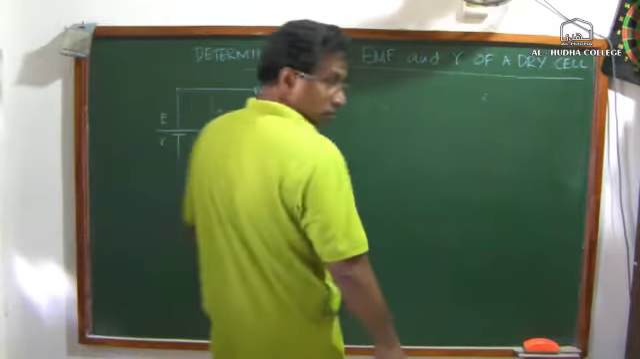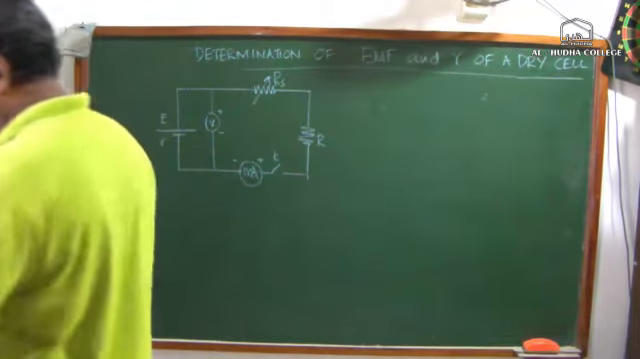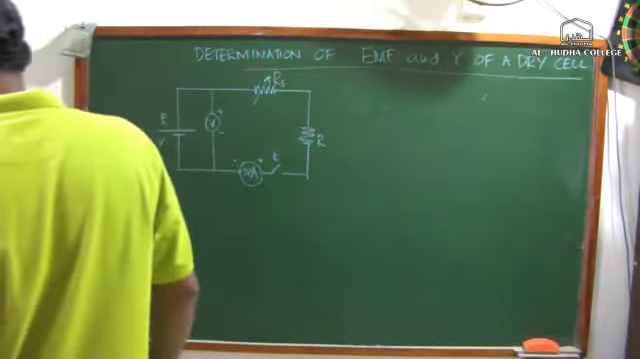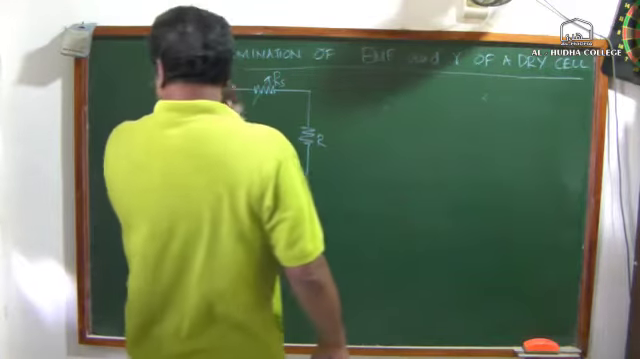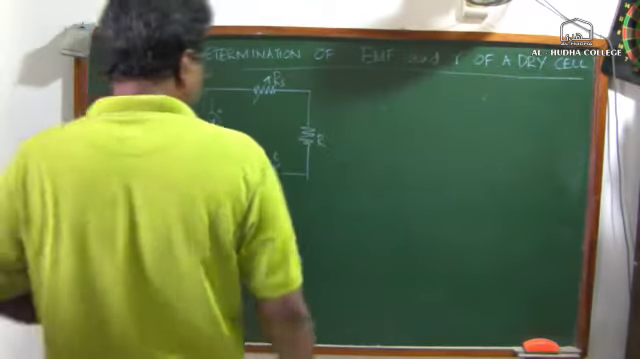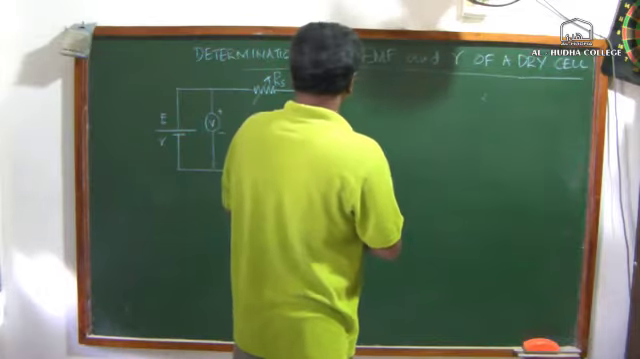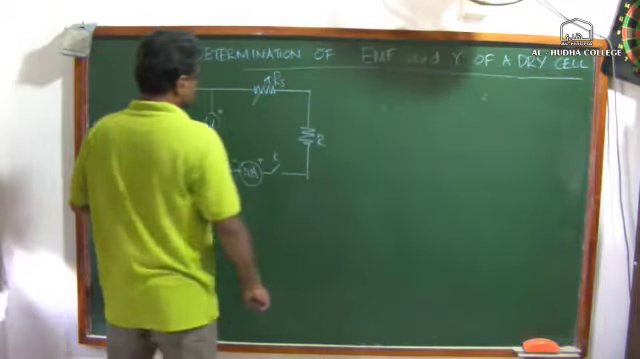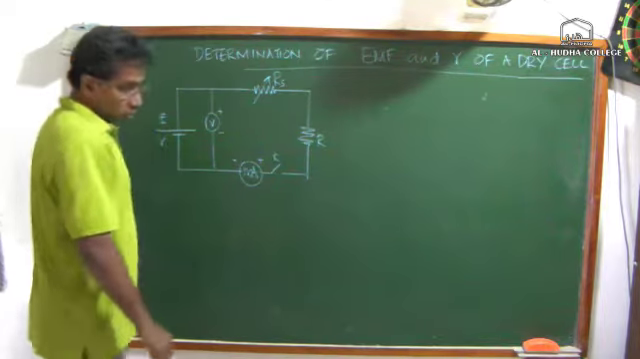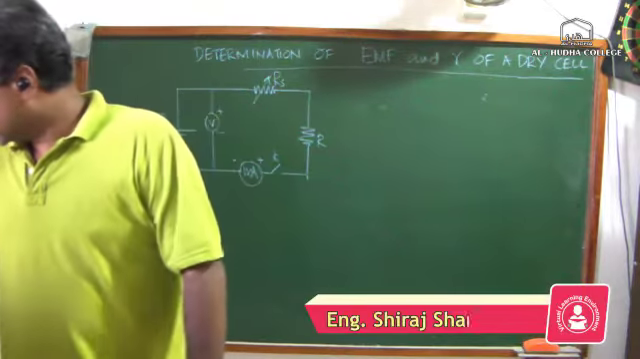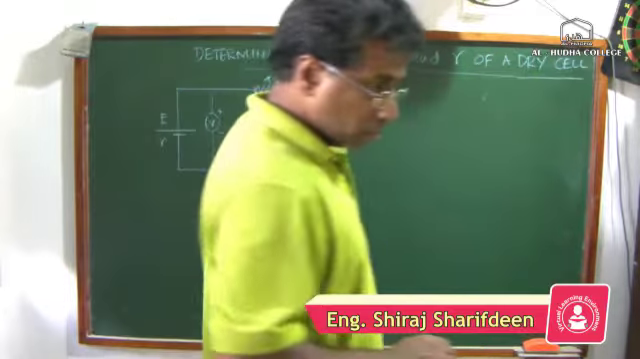Right. We will do the practicals given in your NIE practical handbook. So the first experiment is determination of EMF and internal resistance R of a dry cell. And this is a circuit diagram that is given in the handbook. If you have a copy of this NIE handbook, you can keep it with you.